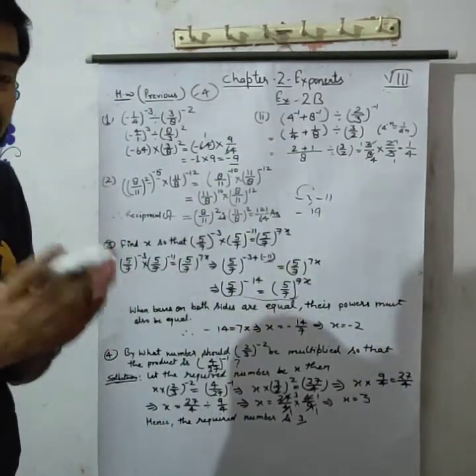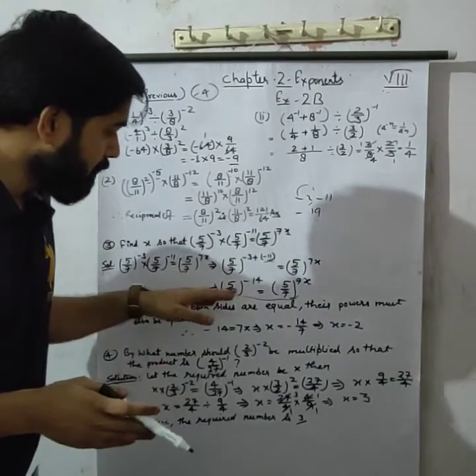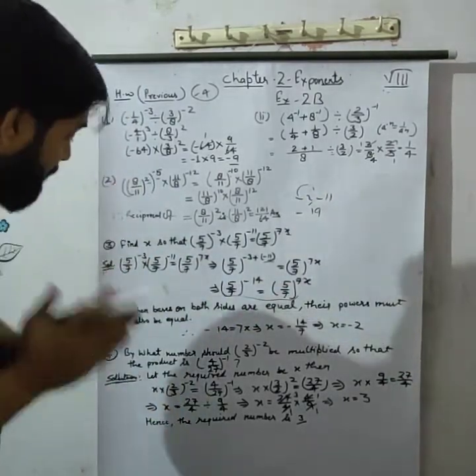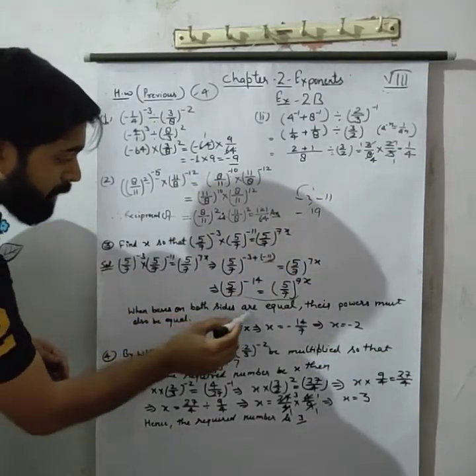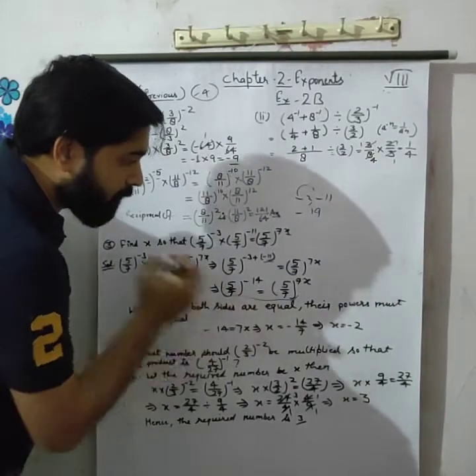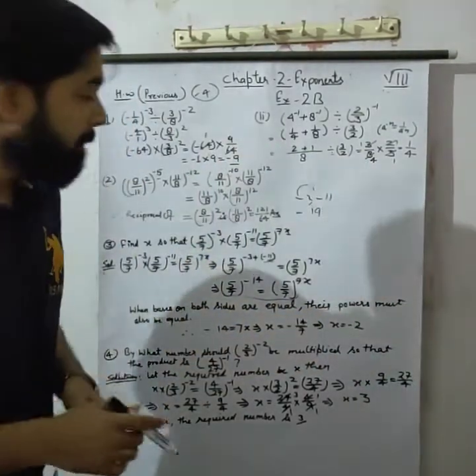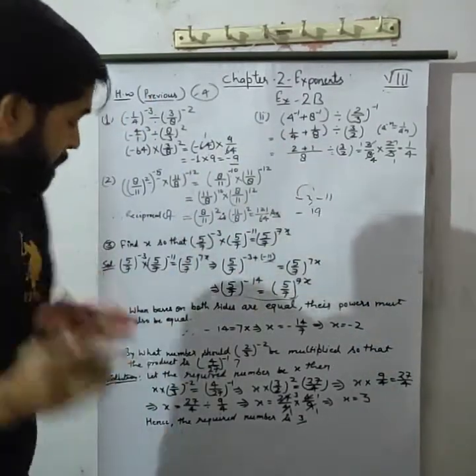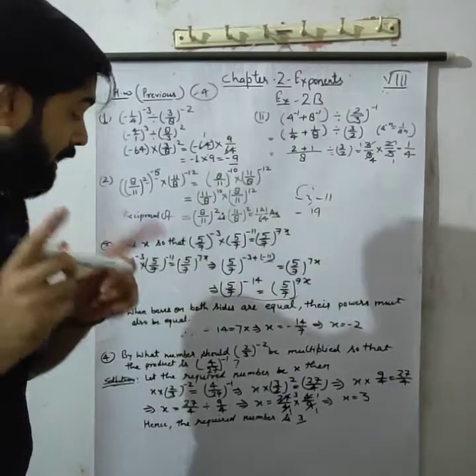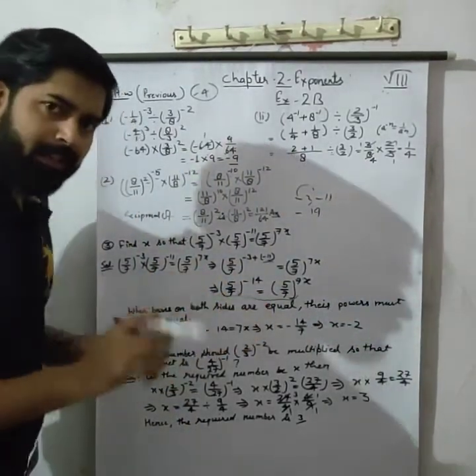In this type of question, firstly you match the bases. What is the base here? 5 upon 7 and 5 upon 7. Both sides have the same base. Listen carefully. When the bases of both sides are equal, their powers must also be equal. Means their powers should also be equal. If the bases are the same, then the powers must be equal. So what are the bases? 5 upon 7, 5 upon 7.